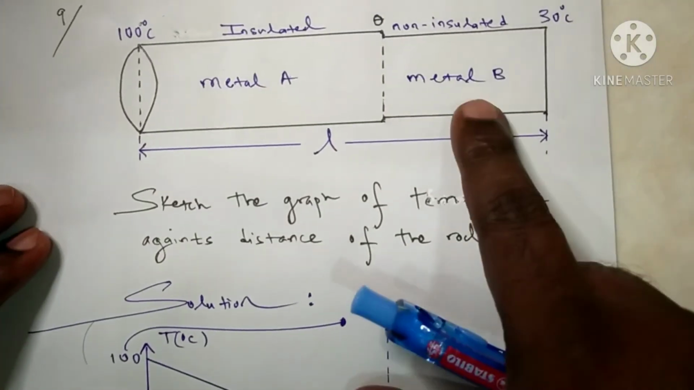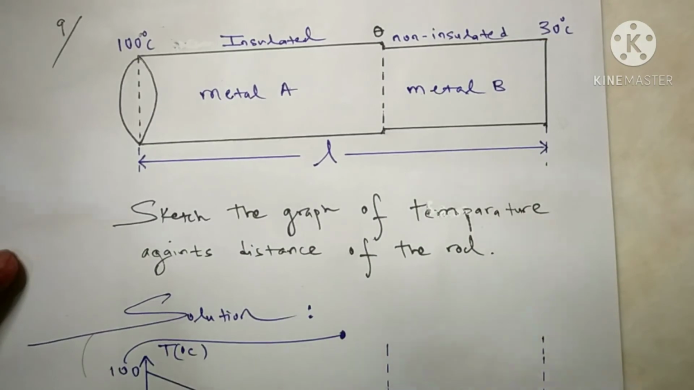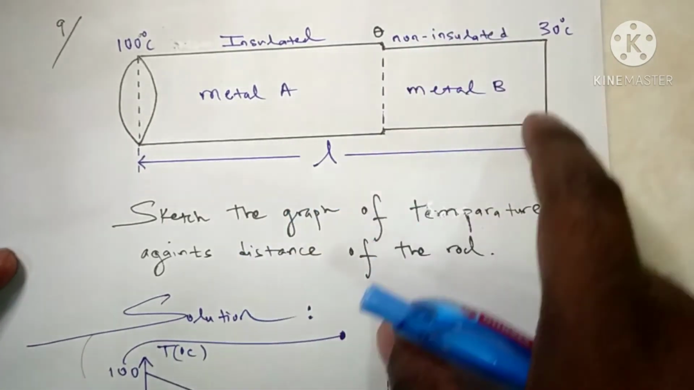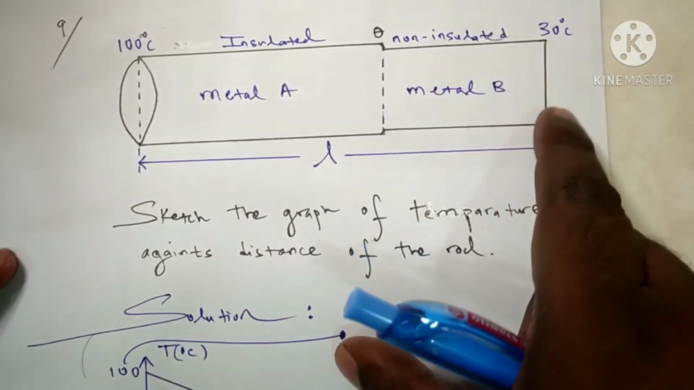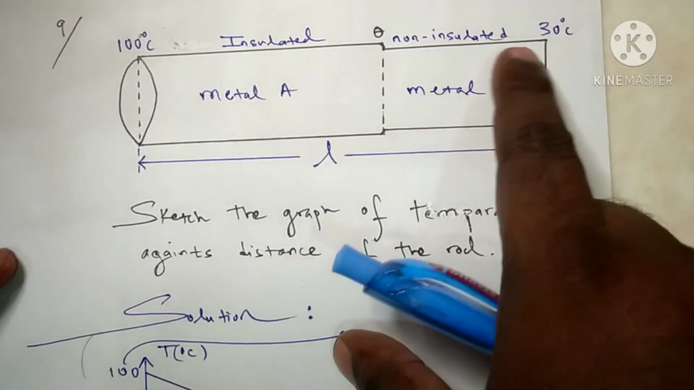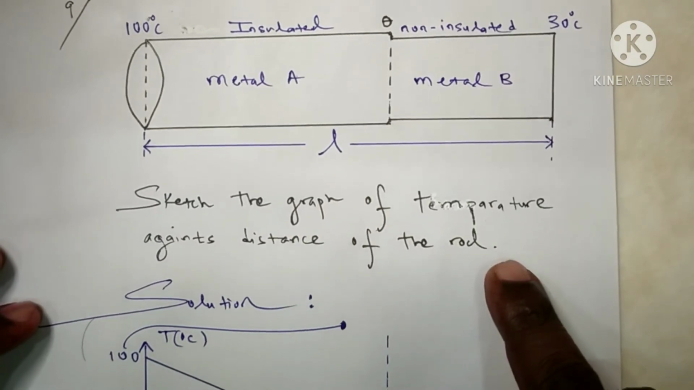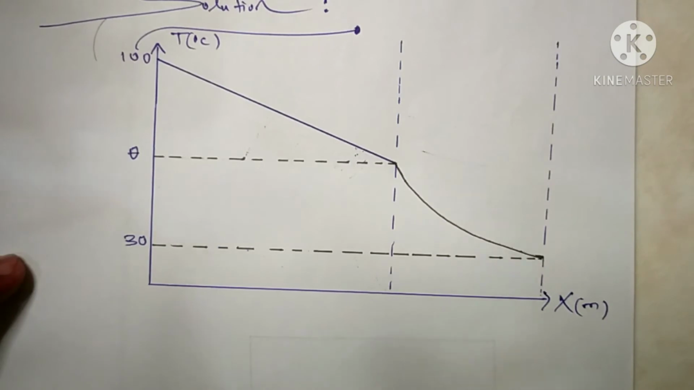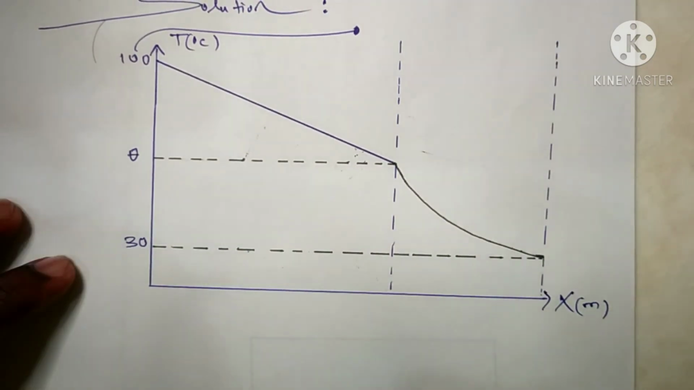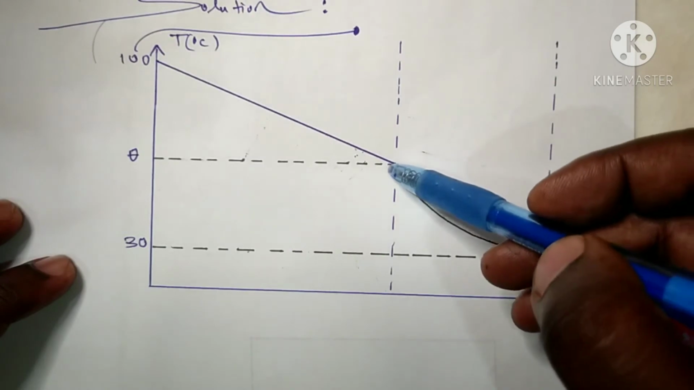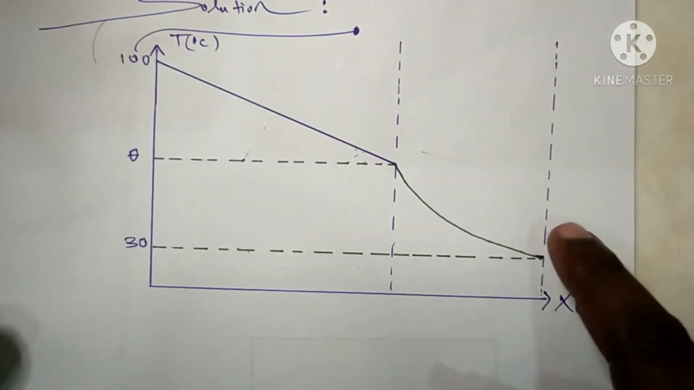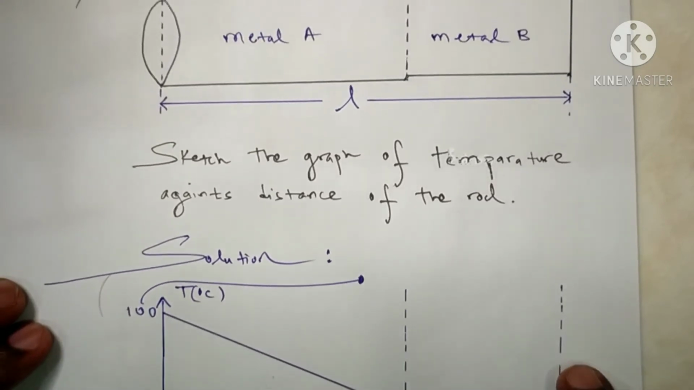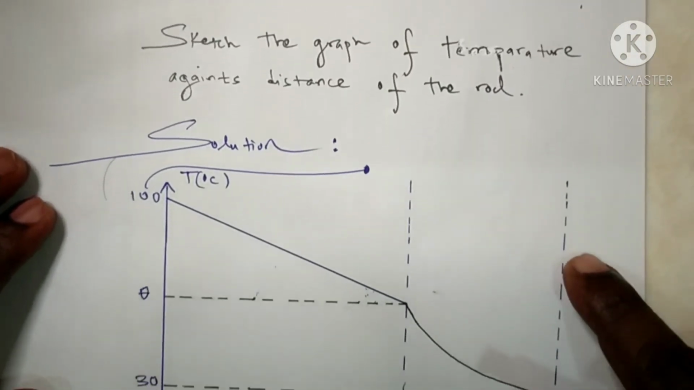Whereas for metal B, non-insulated, the heat is lost to the surroundings from the sides of the rod because the metal is not covered with an insulator. This causes the temperature gradient to gradually decrease along the rod and results in a curved graph. Again, it is simple like a bubble without giving you any trouble.